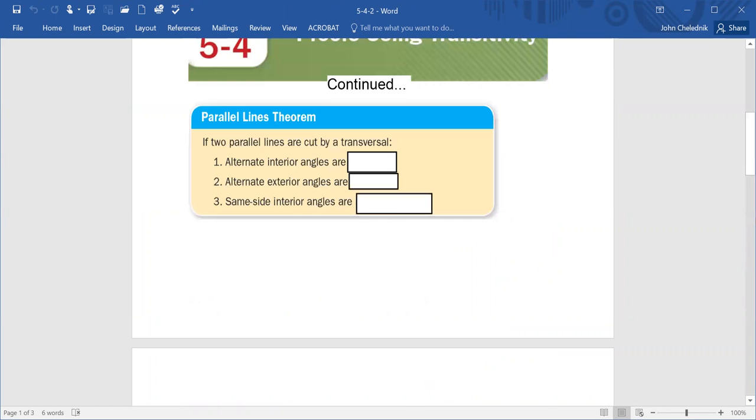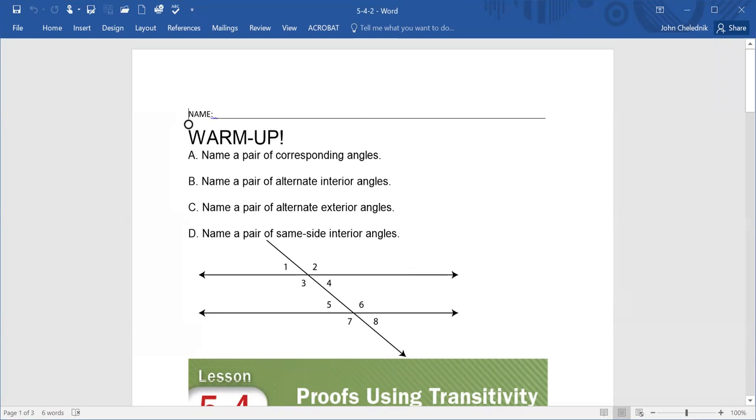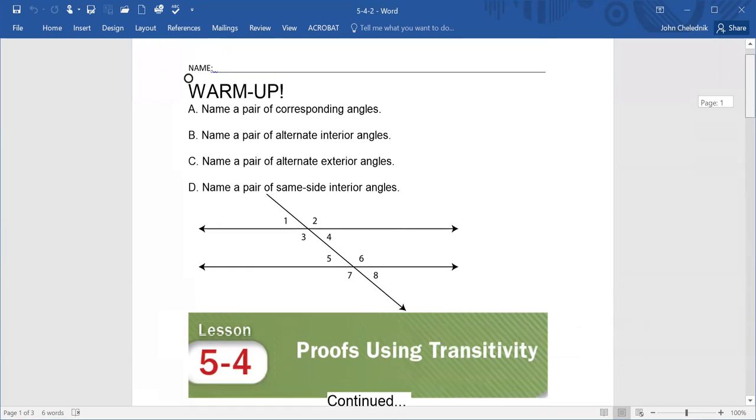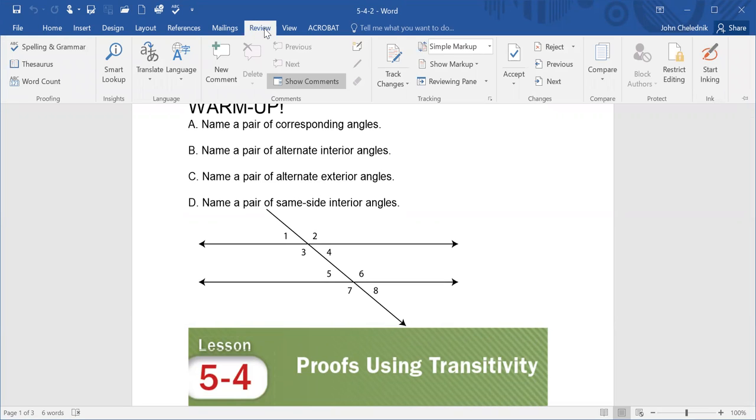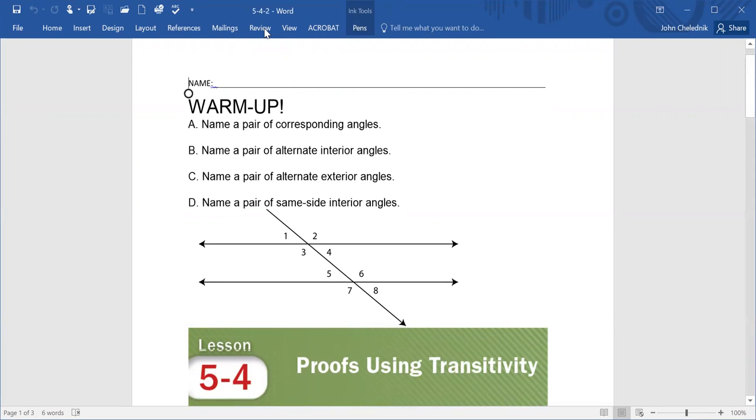Okay. So today we're going to be learning about 5-4 proofs using transitivity. Let's get warmed up. It says in the warm-up to name a pair of corresponding angles. So in that picture, I'm just going to use the example of angle 1 and angle 5. They are corresponding angles. Part B says name a pair of alternate interior angles.